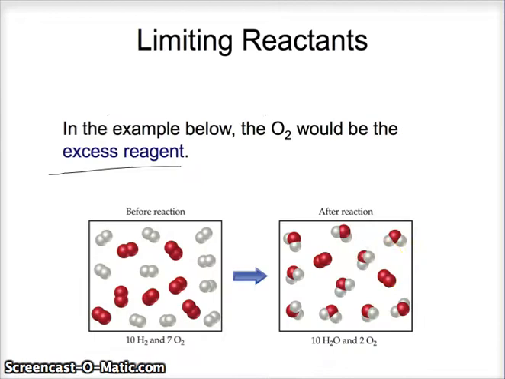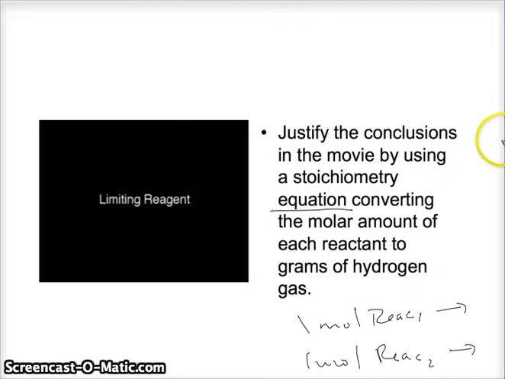Now, the cool thing here is when we look at H2 reacting with O2, there's a single product. That's not always the case, especially when we do the baby bottle labs tomorrow. The baby bottle labs are actually going to have 3 separate products. So when we talk about a limiting reactant lab, you're going to take the molar amount of each reactant to grams of hydrogen gas. So you're going to go through that.